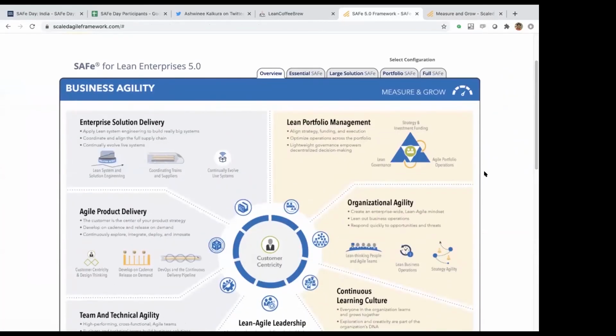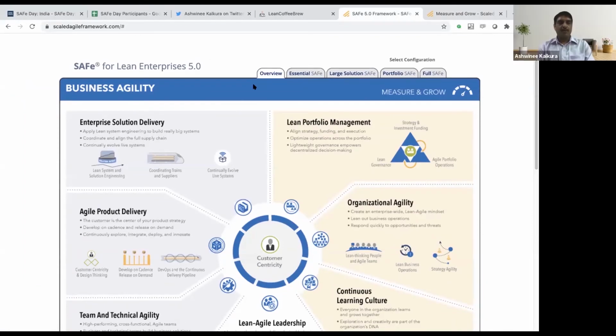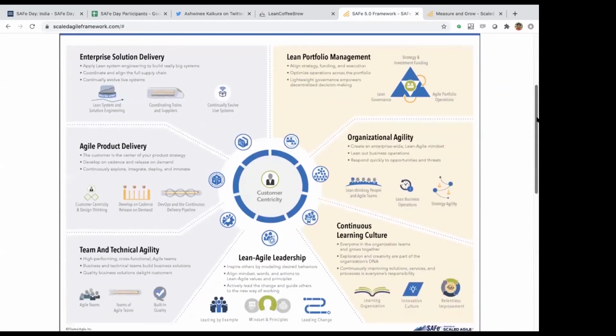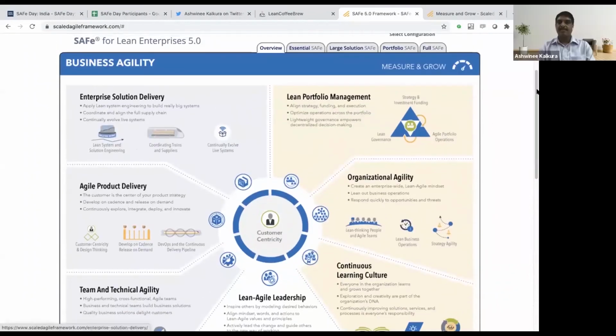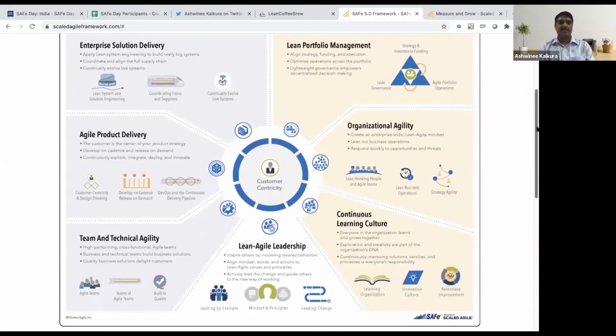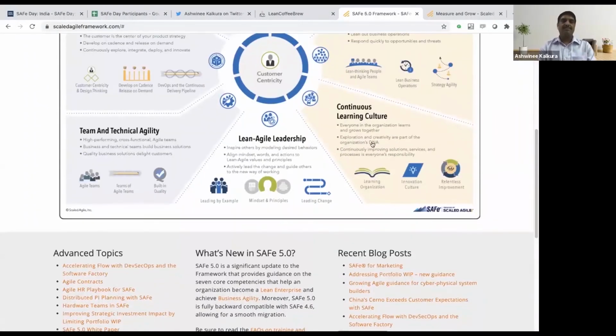Yeah, it's a simple one. So if you go to the Scaled Agile Framework and the overview tab, you have these 7 core competencies. Each core competency is broken into 3 parts. So I'll take one of them. Say if I go to team and technical agility, it says it's about agile teams. That's your Scrum team, maybe Scrum Master, Product Owner is there, Backlog is there. You have your ceremonies being done. You are all trained, and so on and so forth.